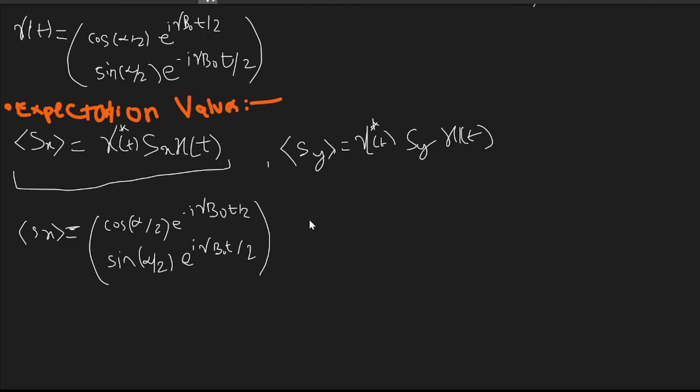What is Sx here? If you don't know the formula, I'm going to write it here: Sx is h bar divided by 2 times the matrix 0, 1, 1, 0. This is also a Pauli spin matrix. And what's Sy? Because we have studied Sz, Sy is also going to be, if I remember, h bar divided by 2.